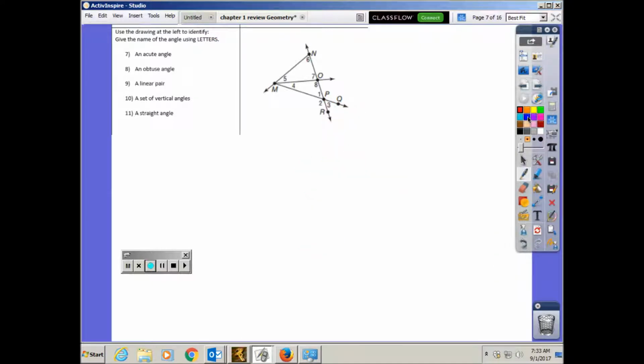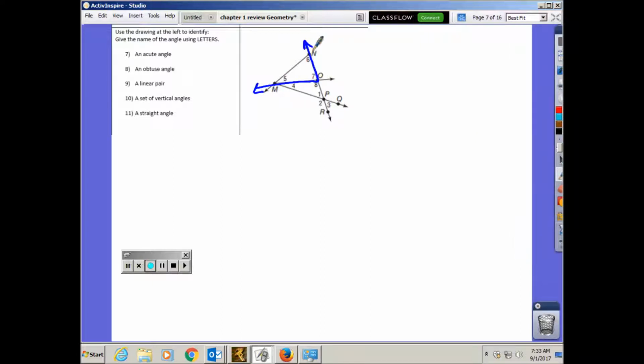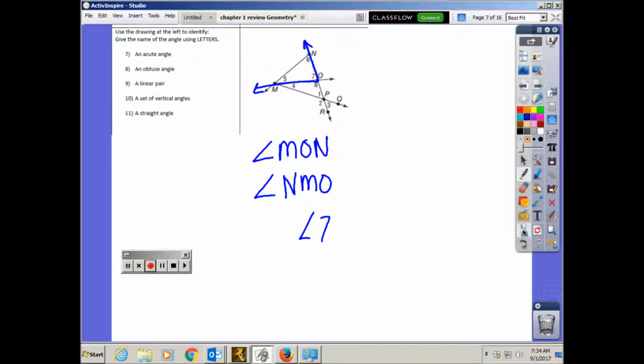Another correct answer for this would have been angle MON or angle NMO. Once again, I could have called it angle 7, but the directions say use only letters. So that would not be a correct way to write the answer on a test.